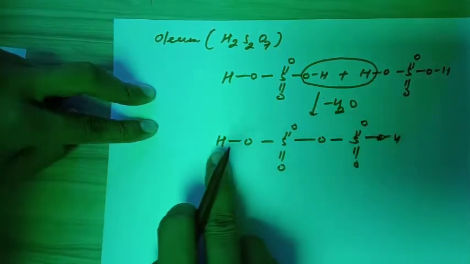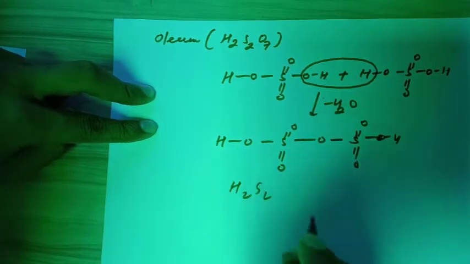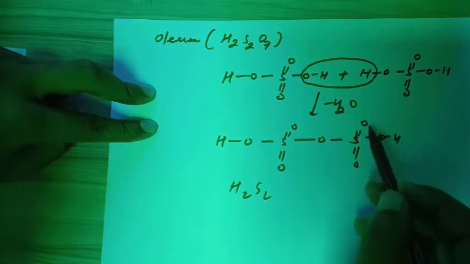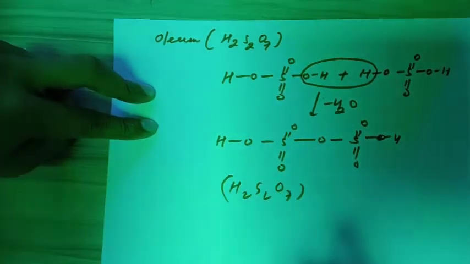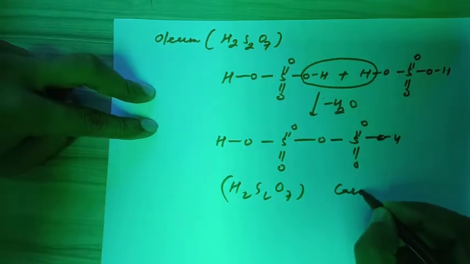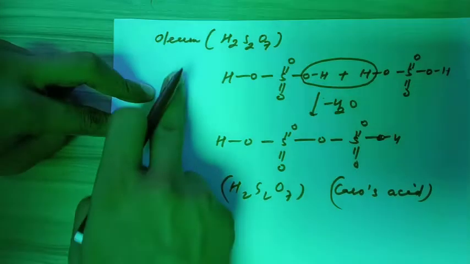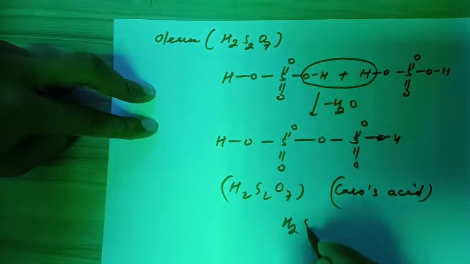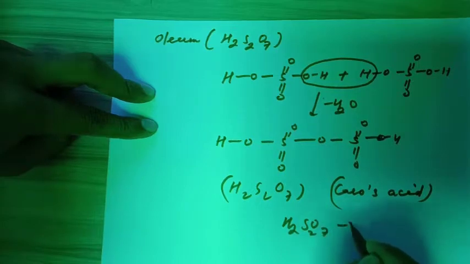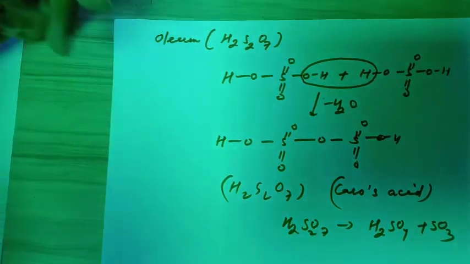Now count the number of hydrogen. There are 2 hydrogen. Sulfur is 2. Count the number of oxygen. So 1, 2, 3, 4, 5, 6, 7. It will be H2S2O7. This is also known as oleum. So this is your oleum compound. From this oleum we get H2SO4 sulfuric acid and then sulfur trioxide.